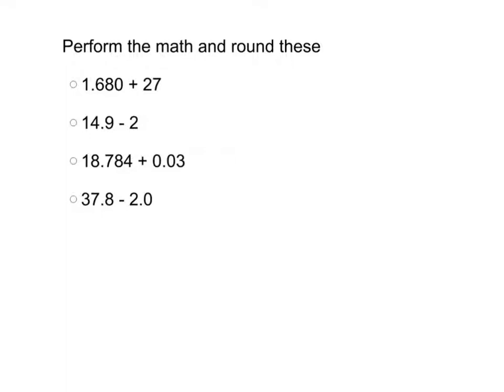So this first one is 1.680 plus 27, and that equals 28.68. At least that's what the calculator will tell us. But since my first number goes 3 past the decimal and my other number goes just right up to the decimal, I need to round my answer right up to the decimal. And since the 8 is followed by a 6, it rounds up. So my rounded answer is 29. And that is the proper number rounded to the correct number of significant figures.